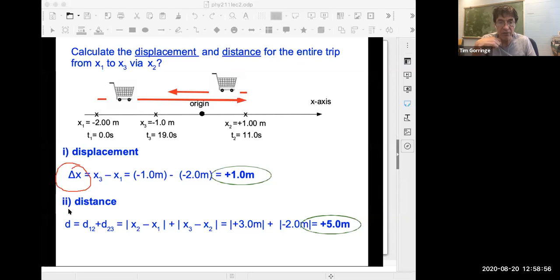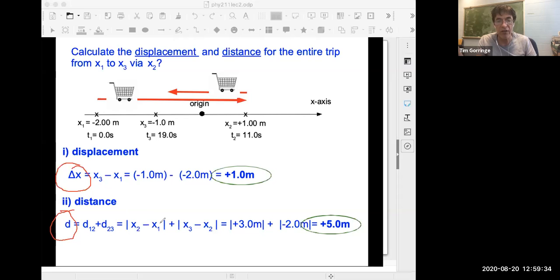How about the distance? So downstairs here is the distance. And the distance, remember, is the total path that the cart took. So the way I calculated the distance was to think about the first part of the journey, which is to the right, and then the second part of the journey, which is to the left. So the total distance is the distance for the first part of the journey to that intermediate point 2, plus the distance from the intermediate point 2 to the final location. So I'm going to add up those 2 contributions.